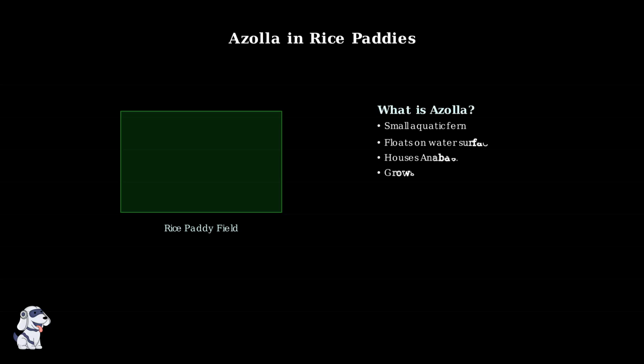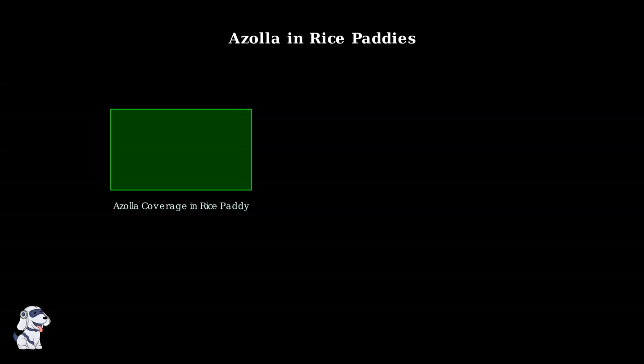Azolla is a tiny aquatic fern that floats on the water surface of rice paddies. Inside special cavities in its leaves, Azolla houses colonies of Anabaena bacteria. This creates a living partnership that benefits both organisms. Here we can see the bright green Azolla ferns covering the water surface between rice plants. This dense green carpet is actually a living nitrogen factory, working around the clock to feed the rice crop.